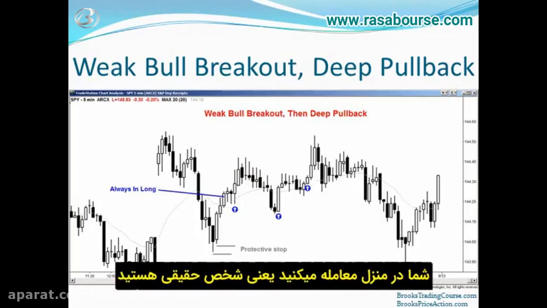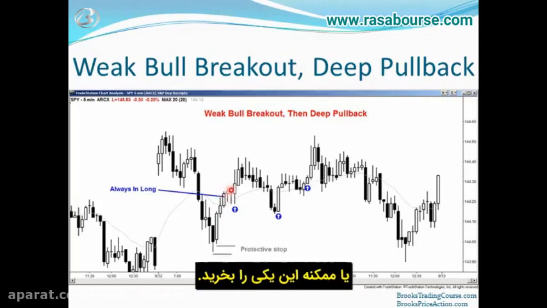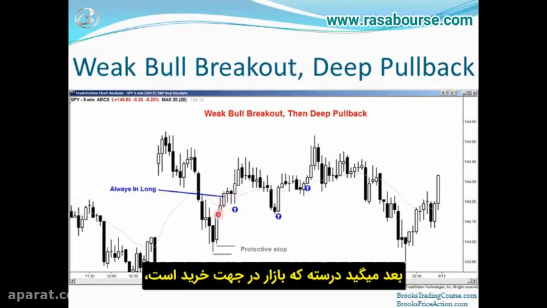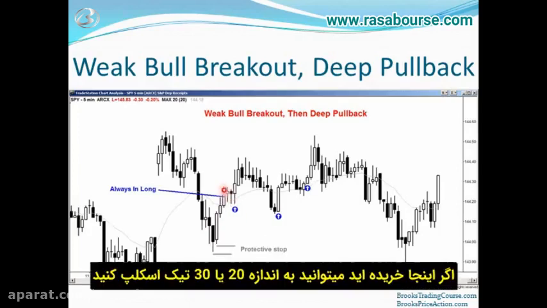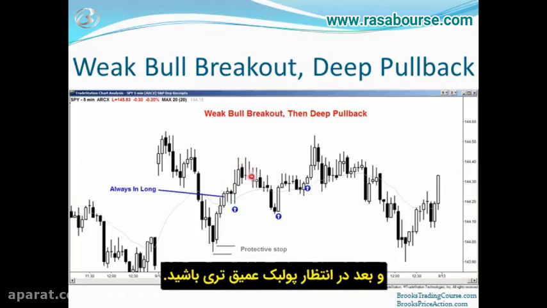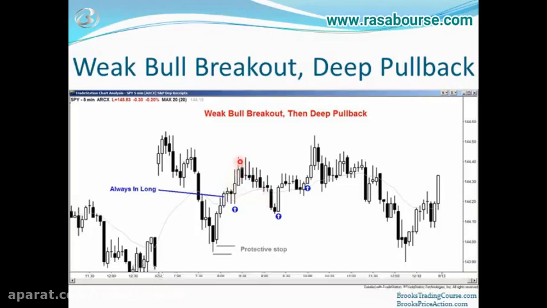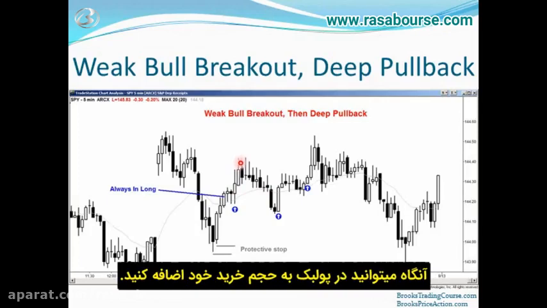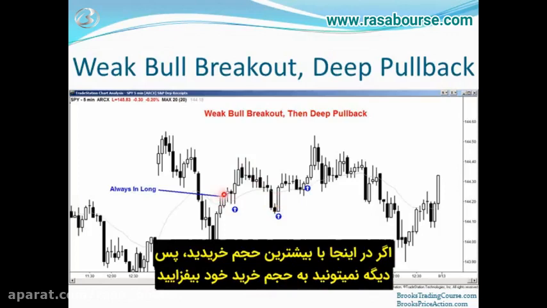If you're a home trader, an individual trader, and you saw this always in long, you'd probably buy that close. You'd look and say, yeah, it's good enough to flip it to always in long, but it's not all that strong, so there probably will be a deep pullback. Had you bought this, you might have scalped out for 20 or 30 ticks, expecting a deeper pullback. Had you bought it and did not scalp out, and you traded small enough, you would have looked to add on during a pullback. So you may have bought more here.